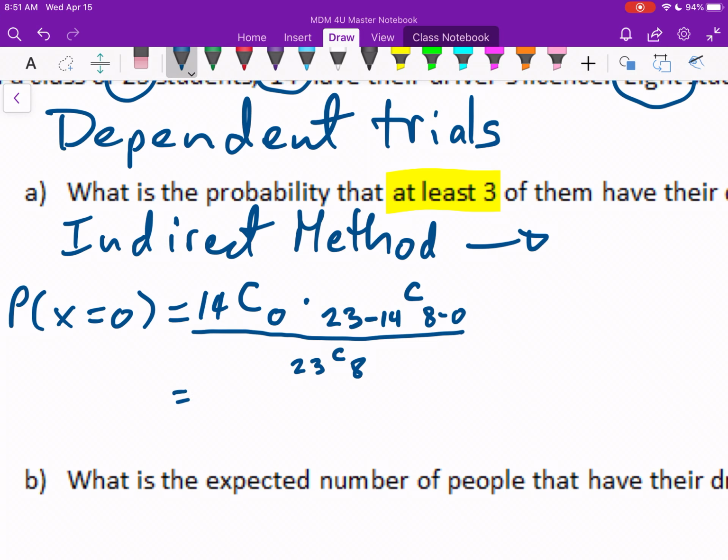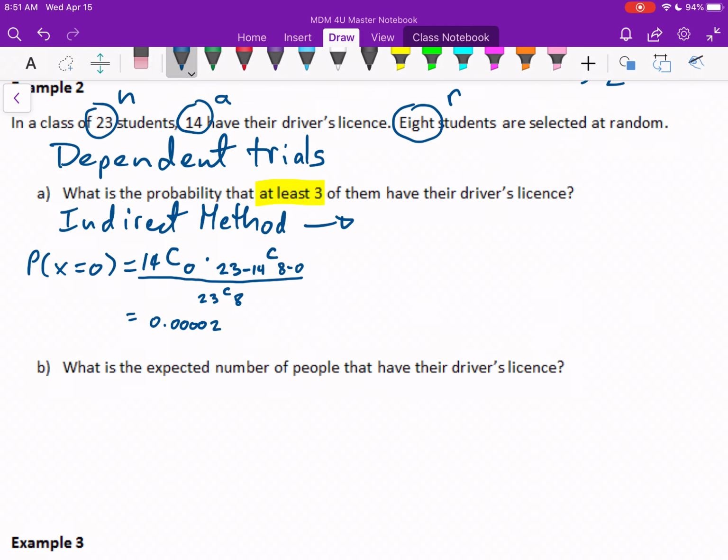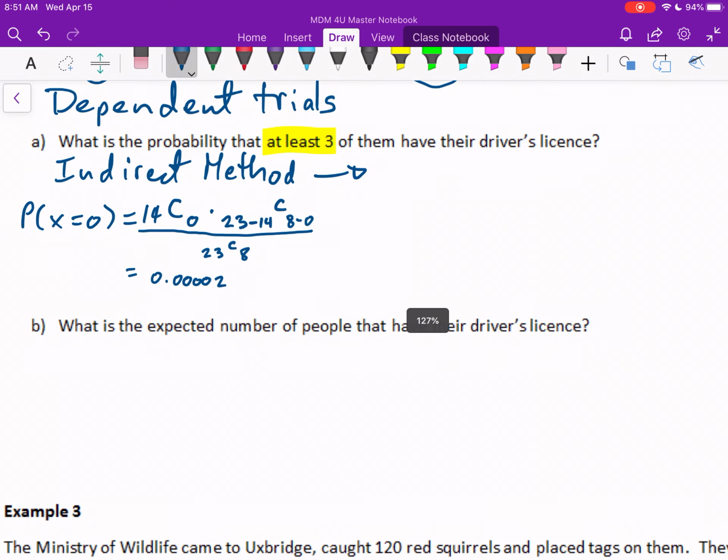When I work that out, it works out to be 0.0000002. Not very likely that if 14 out of 23 students have their driver's license and I were to randomly select 8 of them, that I would not get a single one of them that has their driver's license. That's what that's telling me.